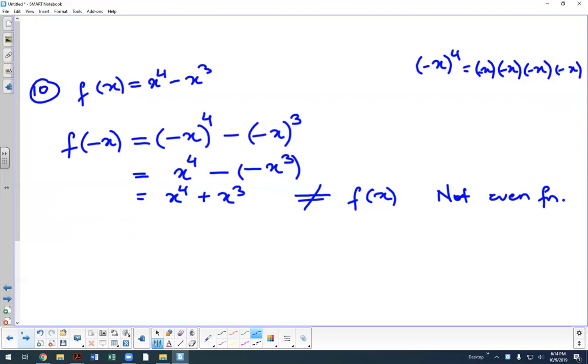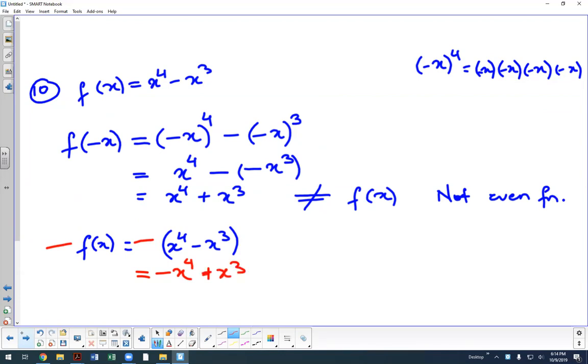Now, how do we know if we have an odd function? For an odd function, the idea is you take your original function f of x and put a negative sign in front of it. So if I distribute that negative sign into my original function, what do I end up getting? Negative x to the 4th plus x to the 3rd, which is positive x to the 4th.